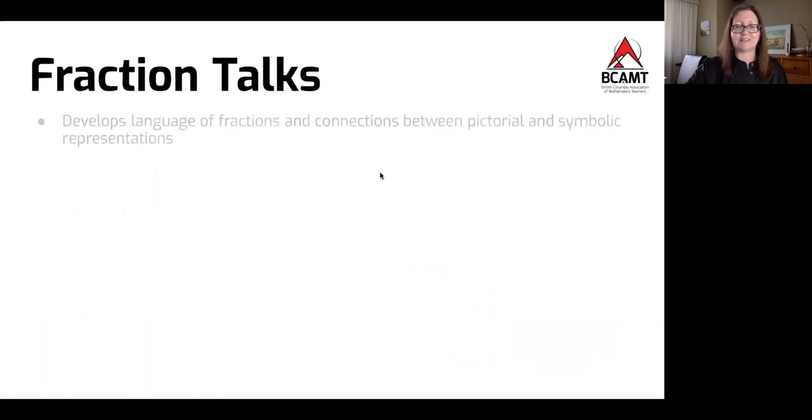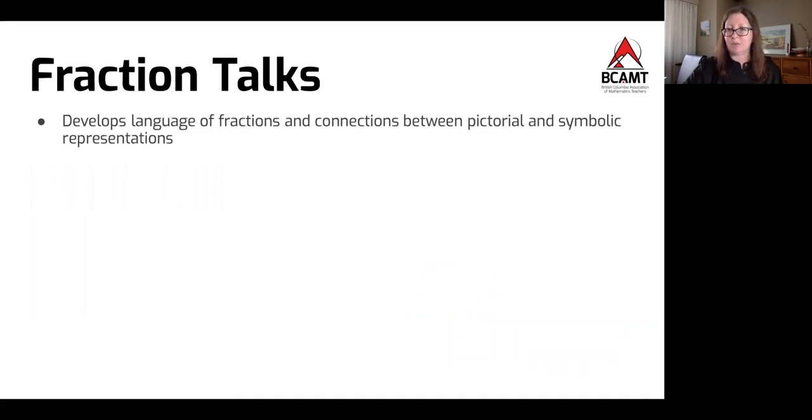Oh, this is the bulleted slide, I think, right? So why fraction talks? The language of fractions, I think, is really important. Fractions are first introduced in our curriculum formally in grade 3, but students younger than that have lots of experience with sharing and dividing things into parts.